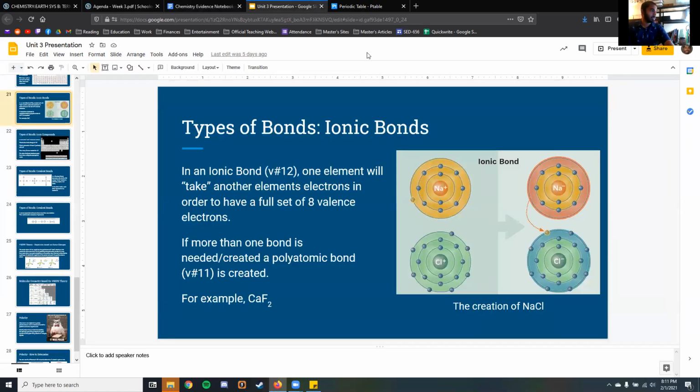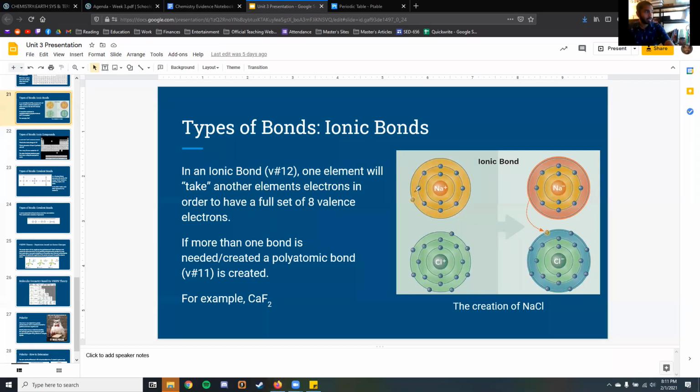And we have that image here. We have chlorine, very electronegative, maybe like a value of 3 on a scale of 4. And then sodium, not very electronegative at all, maybe a value of like 1. So chlorine is going to come in and just yoink, take the electron, which is fine by sodium. Go ahead and annotate this here.